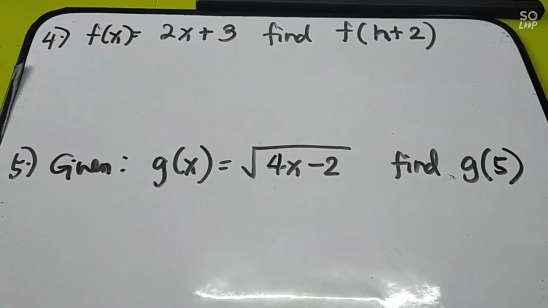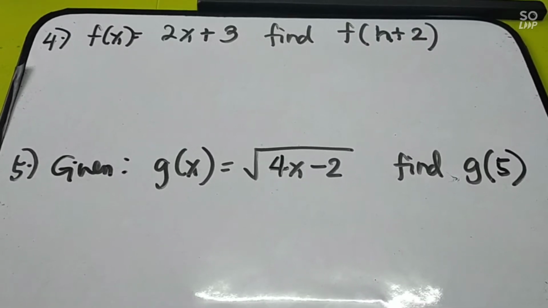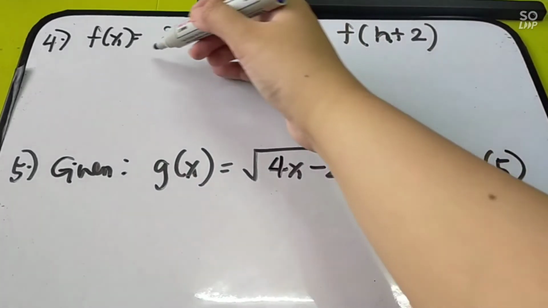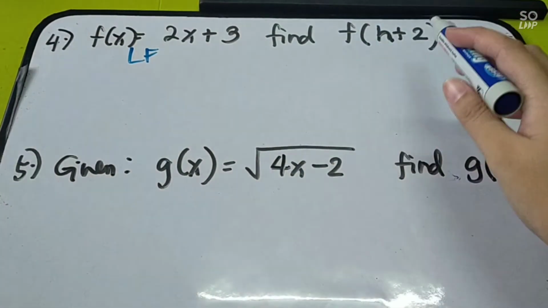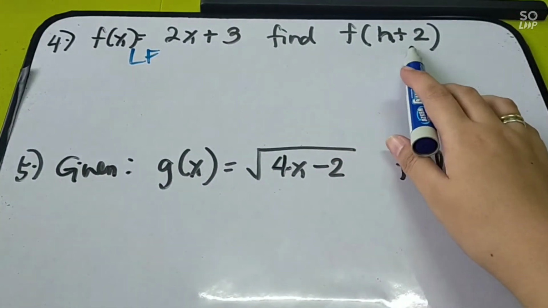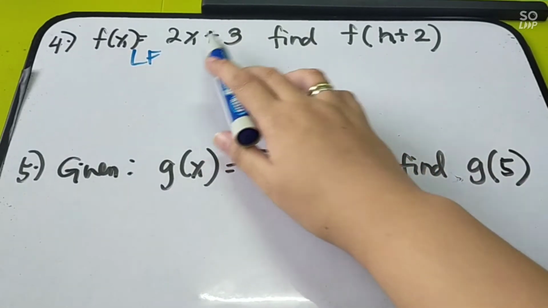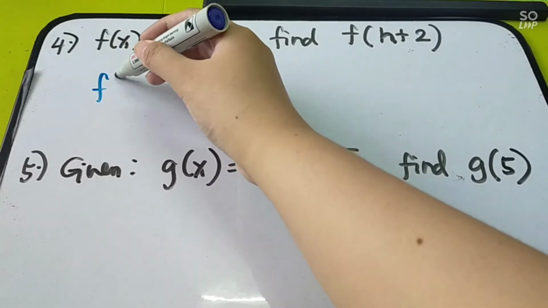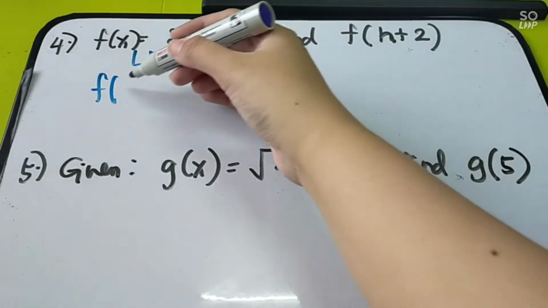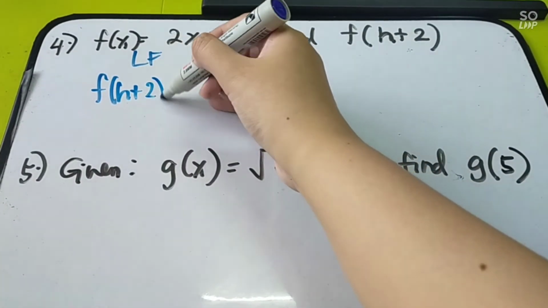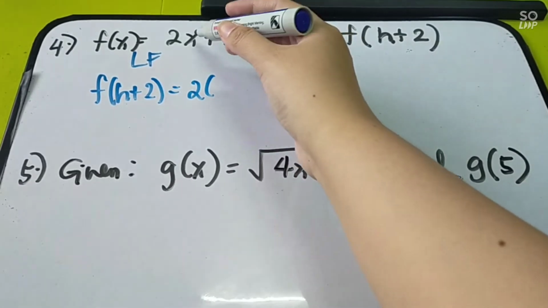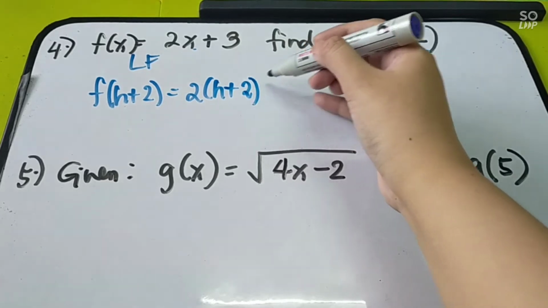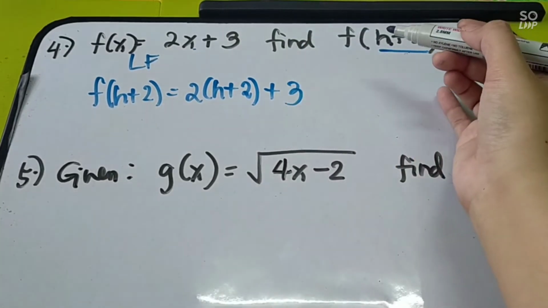Number 4. We have f of x is equal to 2x plus 3. So, meron ulit tayo ditong linear function ulit ang ating given. So, find f of h plus 2. So, yung x, papalitan natin ng h plus 2. So, ganun lang gagawin natin. So, we have f of, ang x natin magiging h plus 2 is equal to 2 times, ang x ulit natin magiging h plus 2. Then, plus 3. Then, we are going to simplify.